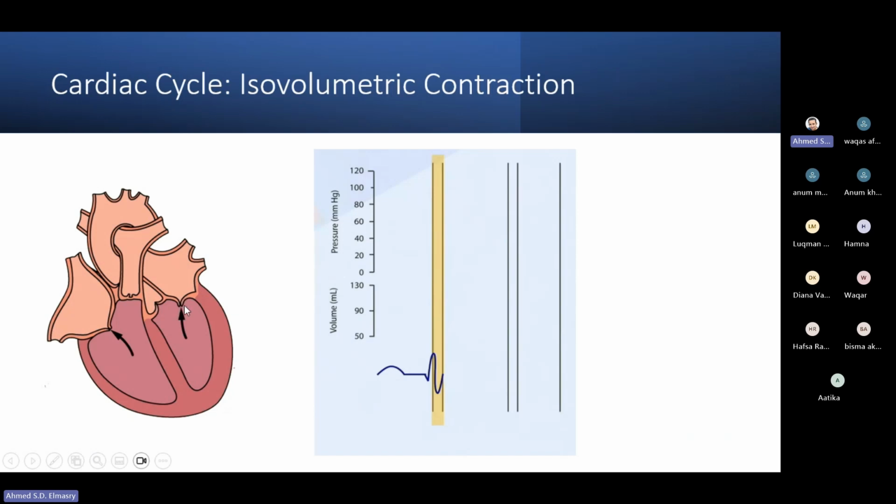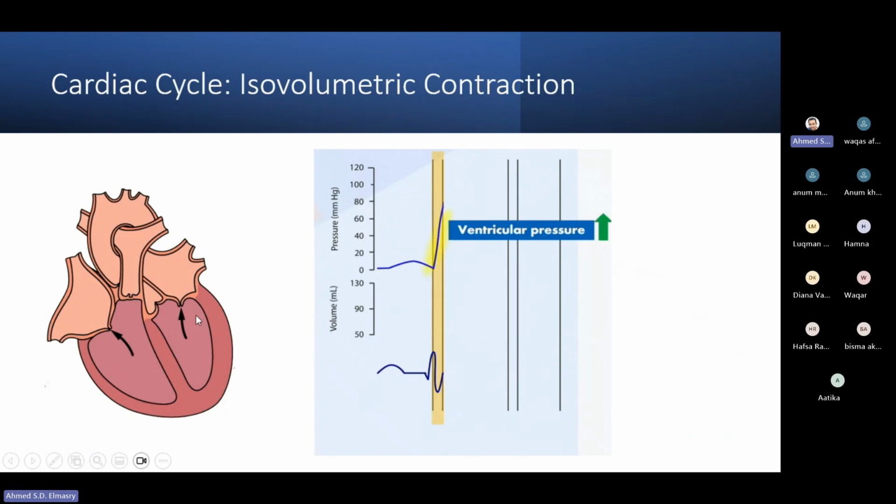So nothing is going inside the left ventricle and nothing is going outside the left ventricle. So when the ventricle starts the contraction, the volume inside the left ventricle will be the same, and the pressure inside the left ventricle will be increased. And as you see here, the isovolumetric contraction phase starts with the peak of the R wave, which is a short wave from the peak of the R wave till the end of the QRS complex in the ECG.